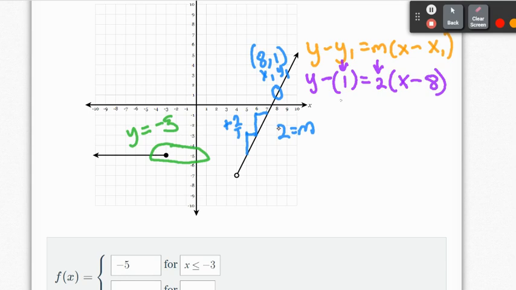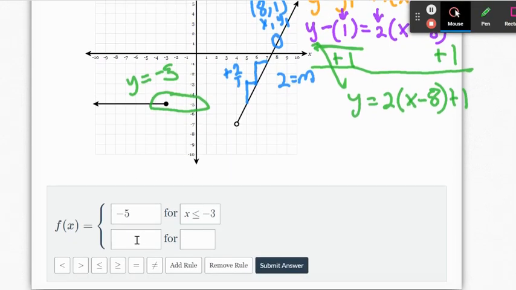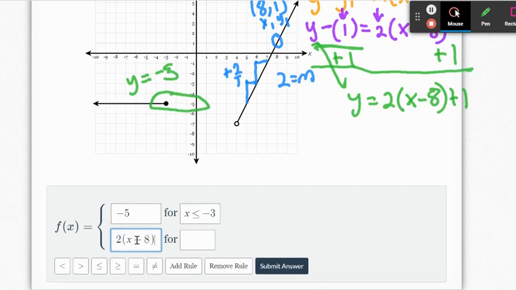Now all I have to do before I write it down in my box below is take this -1 right here and add it to the other side to get y by itself. So add 1 to both sides. And just make sure that this 1 doesn't get in the parentheses at all, because this is all connected. That's a single term with the product going on there. So it's just y equals 2 times (x minus 8), and then plus 1 on the outside. So that is my linear rule for everything that is right of 4. So I say 2 times (x minus 8) plus 1 is the rule.